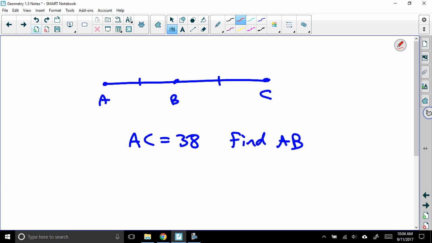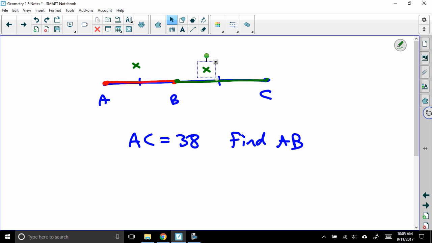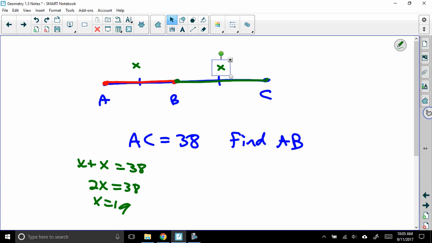You know that AB and BC have the same length. They're congruent. You don't know what AB is, so you would say, well, that's X. And you don't know what BC is, but you do know that when they're congruent, it means their measures are the same. So the one's X, the other one's X. So X plus X is 38. So 2X is 38. So X is 19. And X and AB are the same thing. So AB would be 19. Okay.